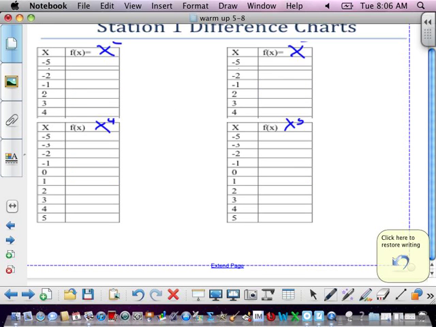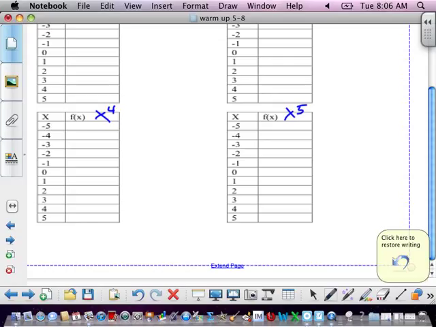We're going to go to x to the fourth. So how many differences are we going to have? 4, yeah? So we get 625, 256, 81, 16, 1, 0, 1, 16, 81, 256, and 625.